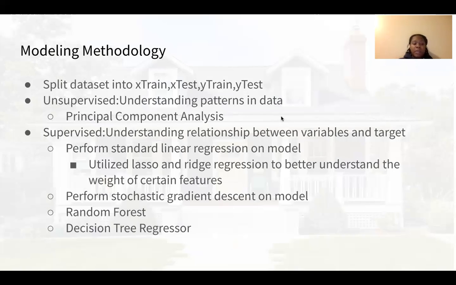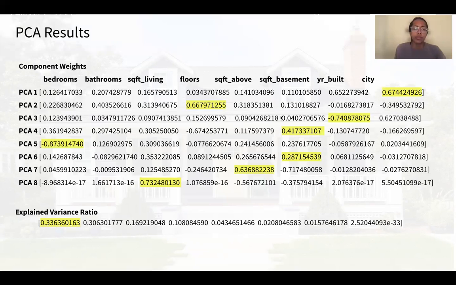For modeling and methodology, we use supervised and unsupervised learning to better understand the data set. We use PCA as a way to hopefully reduce dimensionality further. As for the models, we use a variety of models to better learn the relationship between the data and our labels. We use the standard ones like linear regression, lasso, and ridge, as well as random forest and decision tree regression.